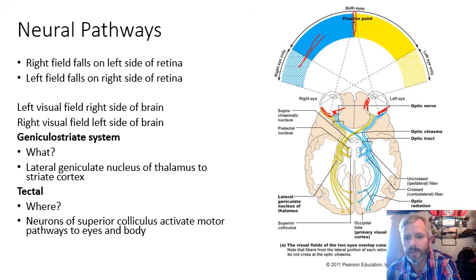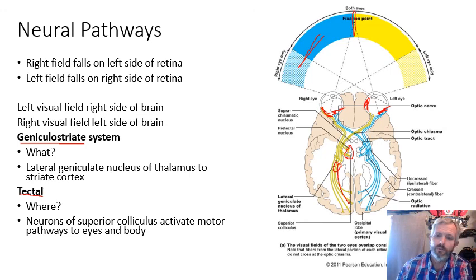Let's see, when we get into it, there are two pathways that are going. We have the tectal pathway going here, and the geniculostriate pathway going back here. Okay, those two pathways, and they're giving us different information of what is coming in.